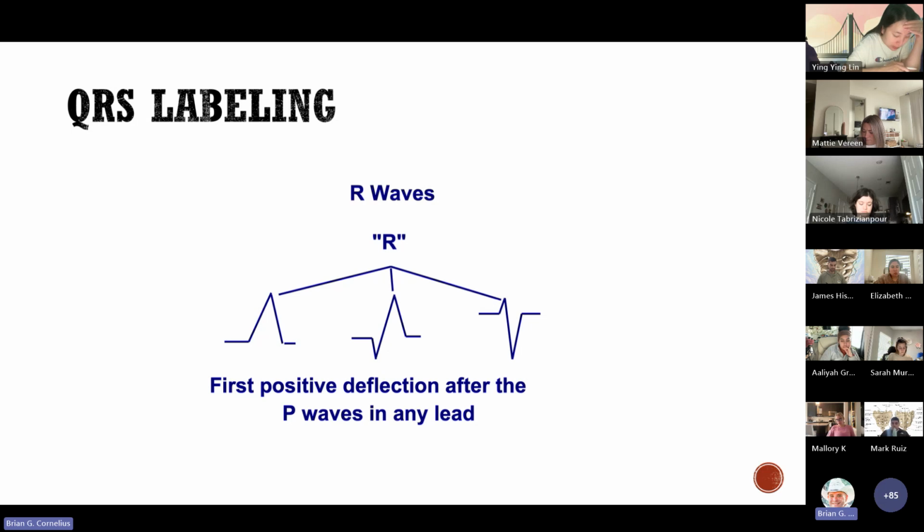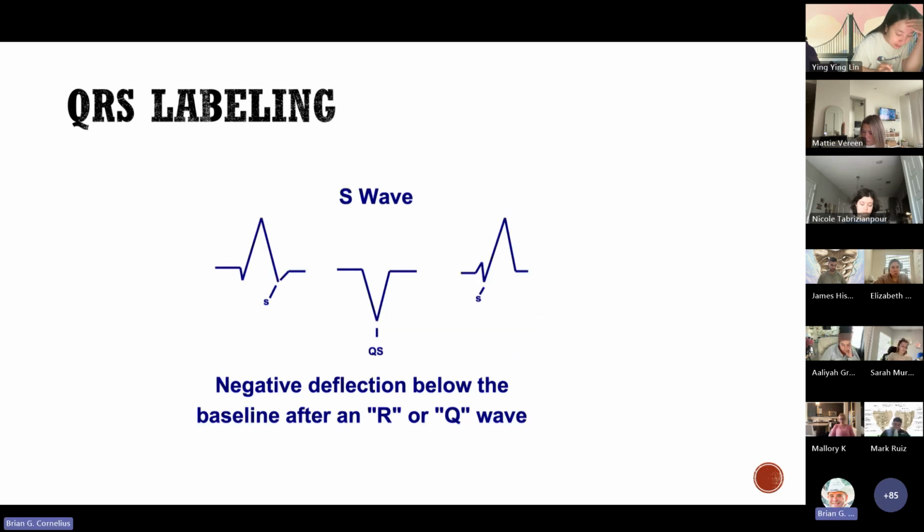So the R wave is the first positive deflection after the P wave in any lead. So Q wave was negative, R wave was positive. And then the S wave is the negative deflection after the R or the Q wave. And the reason we say that is because sometimes you will have a hard time differentiating the R or the Q, so that may make things a little bit more challenging for you as you work through things.